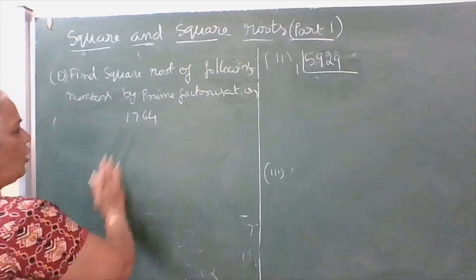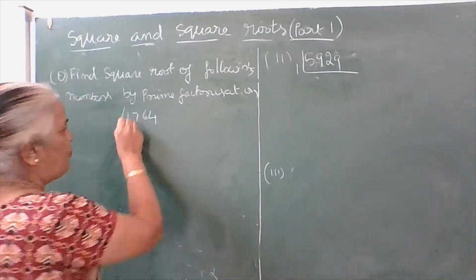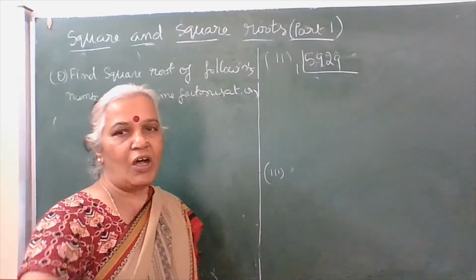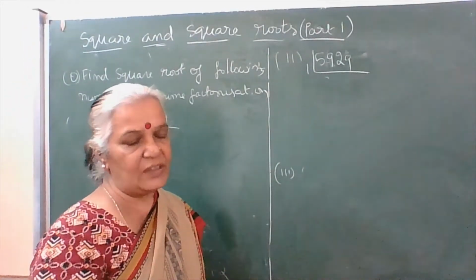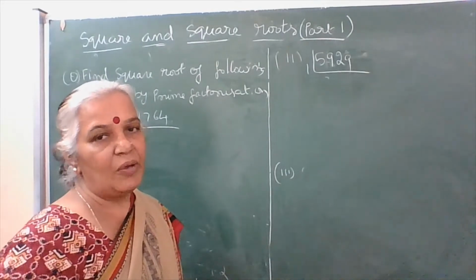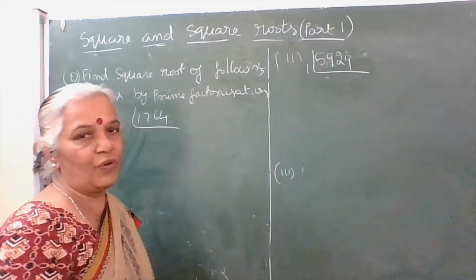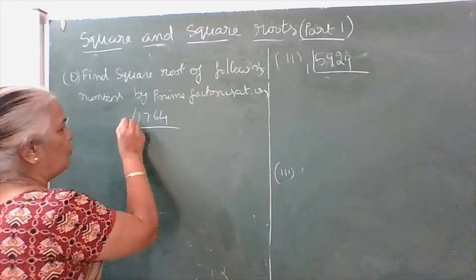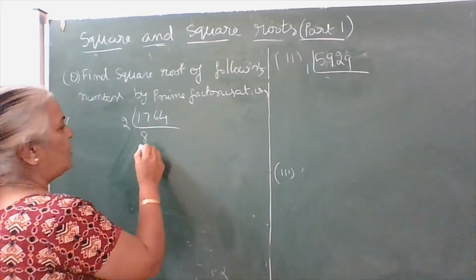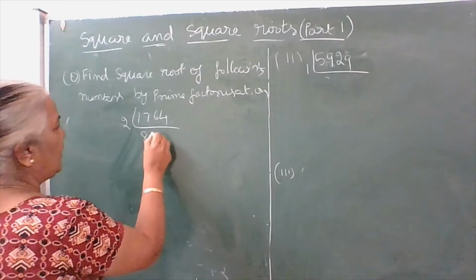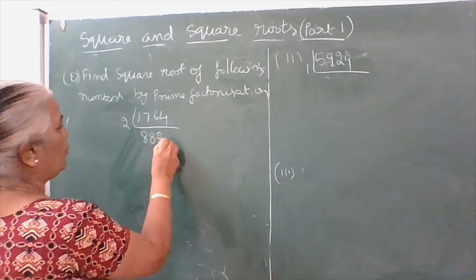1764. Now find the prime factors of this number by the prime factorization method. 1764 is divisible by 2. 2 8s are 16. Again it is 2 8s are 16 and 2 2s are 4.